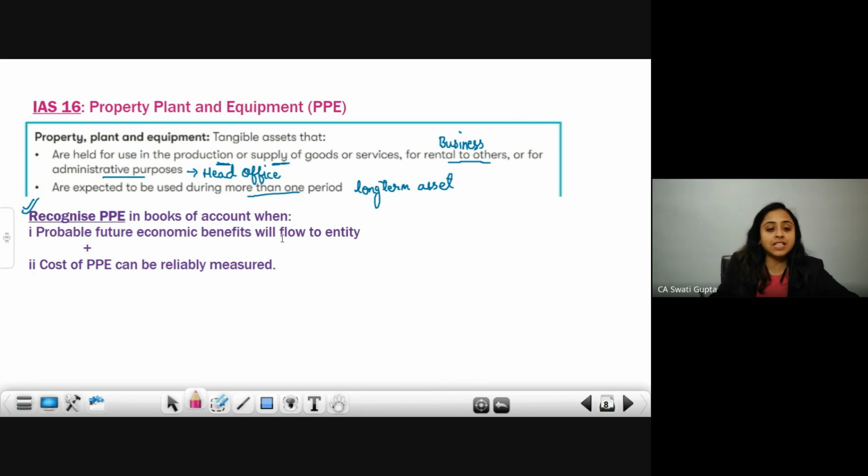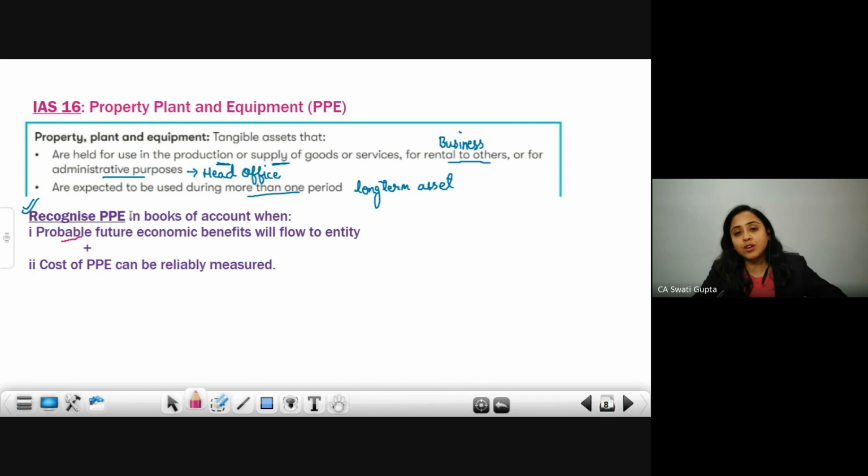Check the words. It is known as probable. That means when you're purchasing, when you're recognizing, there should be an expectation. There should be some chances that there will be economic benefits. There will be some profits, either in cash or kind, but some profitability will arise from that particular asset. Secondly, it is very important to ascertain the cost of the same.